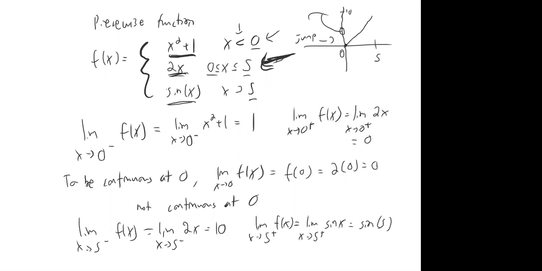And then at 5, I don't know what sine of 5 is, but it's like a wave. Maybe it's somewhere here, but it's certainly not 10. So here is an open circle, and then that's sine. So there's a jump here. So you sort of see for piecewise functions, when I switch functions, it's possible to jump, and that's what causes the discontinuity.